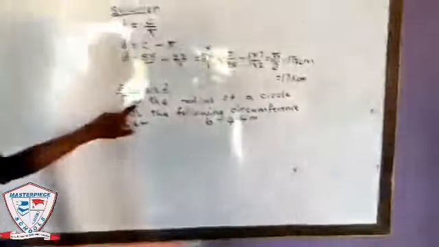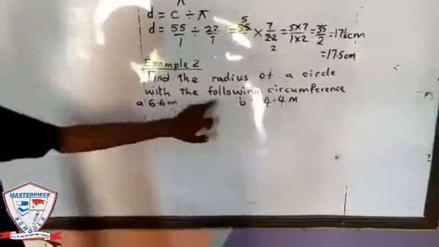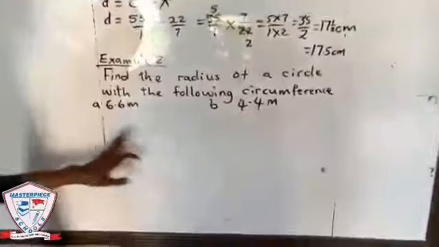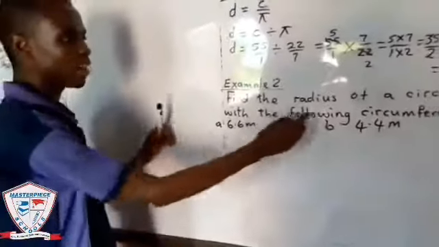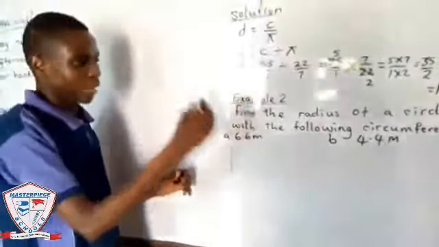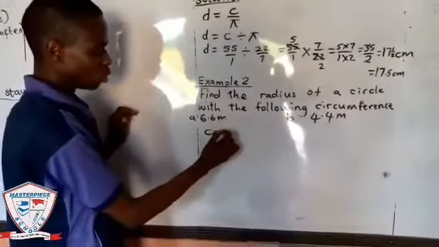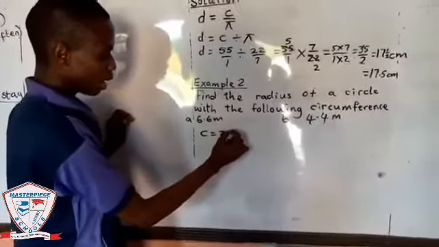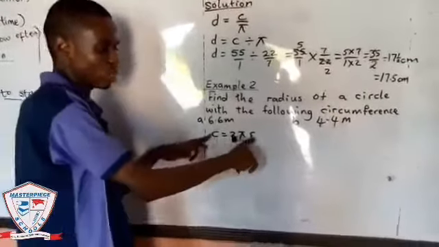Example 2. Find the radius of a circle with the following circumference. The first one is 6.6 meters. Don't forget that when you are finding circumference with radius, there is a formula we use. I told you last week that we use C equals 2 pi r. This is for circumference.